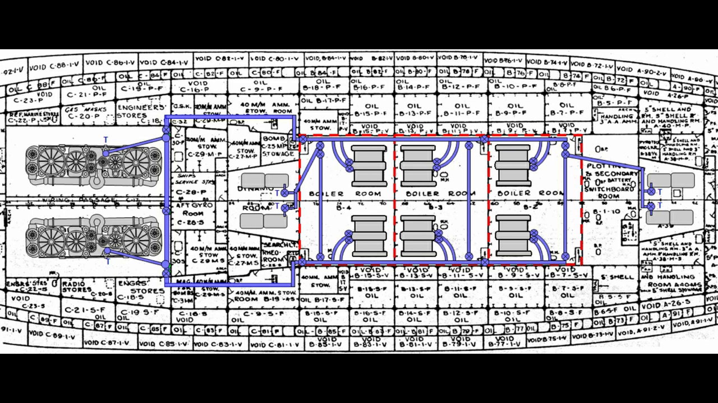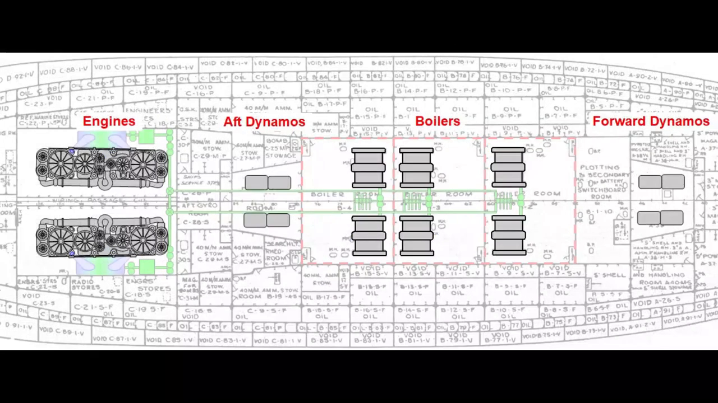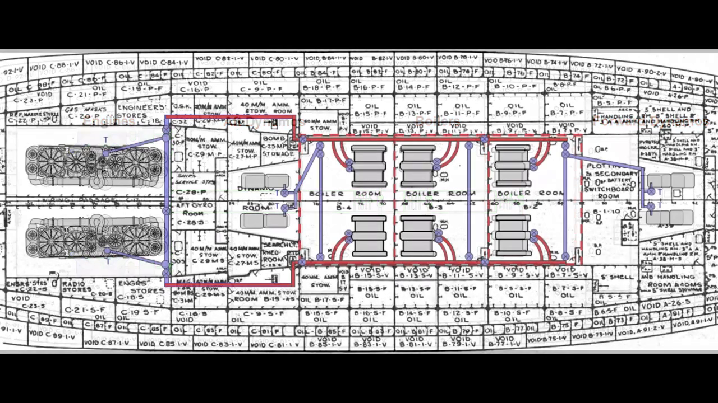Maintaining steam pressure is all about absorbing damage and minimizing its effects when it occurs. Here are the boilers and the major loads fed by the system that includes the two main engines, two forward dynamos, and two aft dynamos. Let's see how the system is built up to accomplish that.